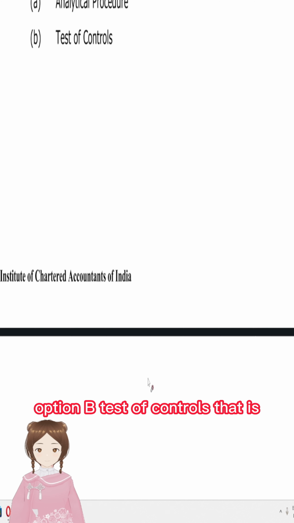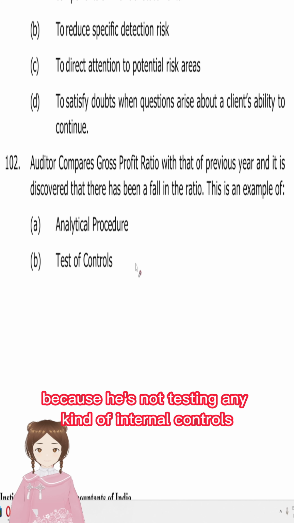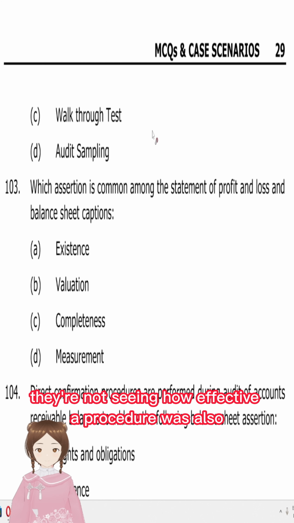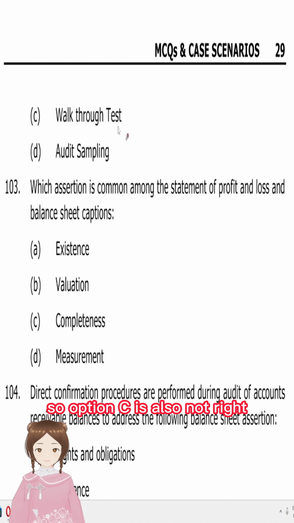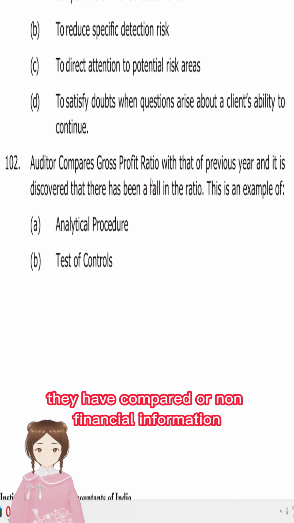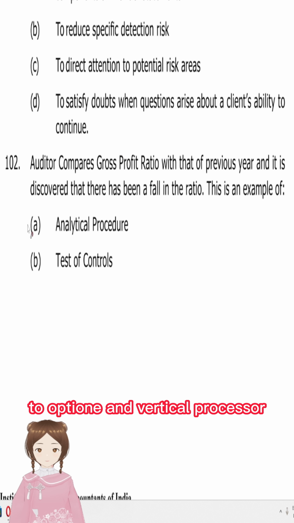Option B, tests of controls. This is a straight no because he's not testing any kind of internal controls. So not B. Walkthrough test. They're not seeing how effective a procedure was also. So option C is also not right. Audit sampling, it's not an audit sampling. So we'll revisit option A, analytical procedure. They have compared a non-financial information, that is a ratio, with that of a gross profit number. That's a financial information. So option A, analytical procedure is the most appropriate answer.